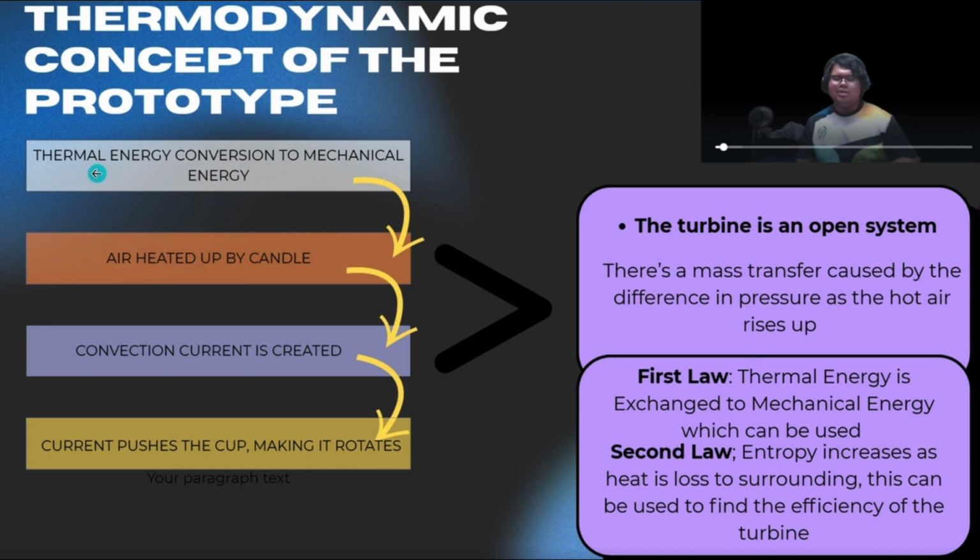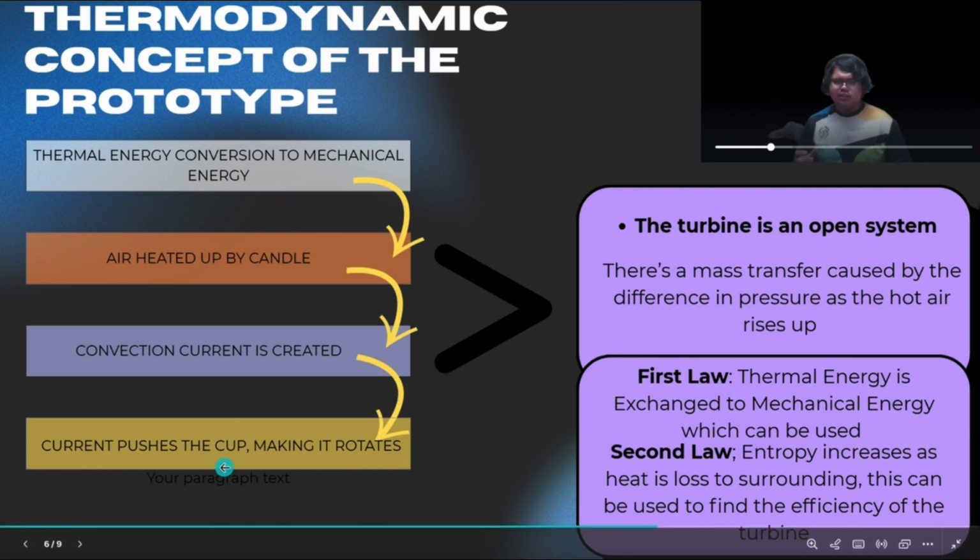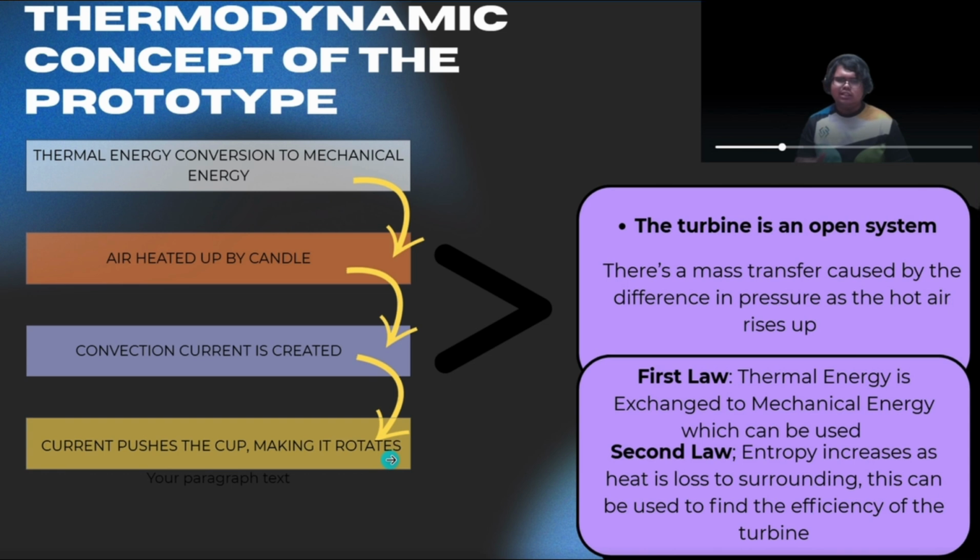Hello, I'm Muhammad Karuna Azman, and we are explaining the thermodynamic concepts that are used in our prototype. First, as you can see from the demonstration earlier, our prototype heats up the air, which creates a convection current. This convection current pushes the cup, making it rotate. This is exchanging the thermal energy from the candle, turning it into mechanical energy.